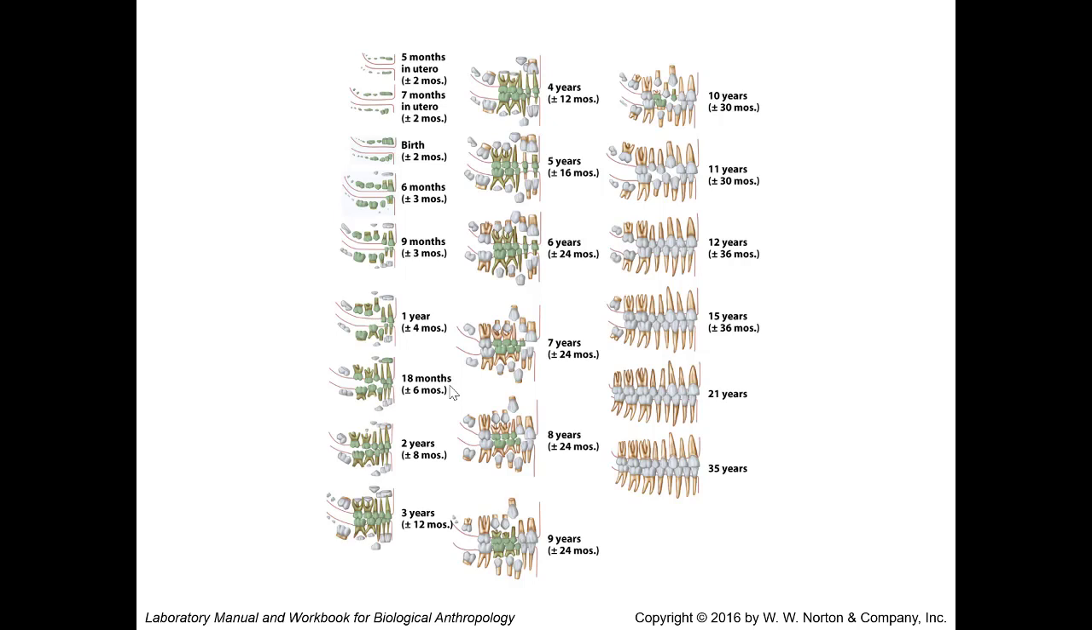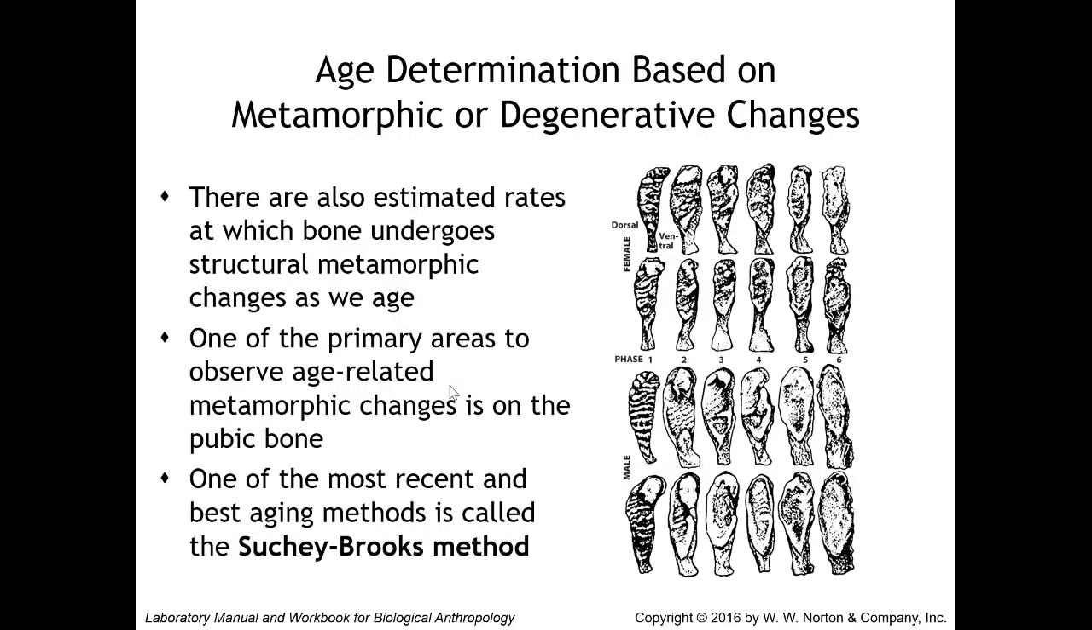So those are developmental changes. We also have age determination based on metamorphic or degenerative changes. One of the primary areas to observe age-related metamorphic changes is on the pubic bone. These methods are suitable for aging adults as their skeleton and their joints begin to undergo degeneration over time. Changes occur specifically along the pubic symphysis.